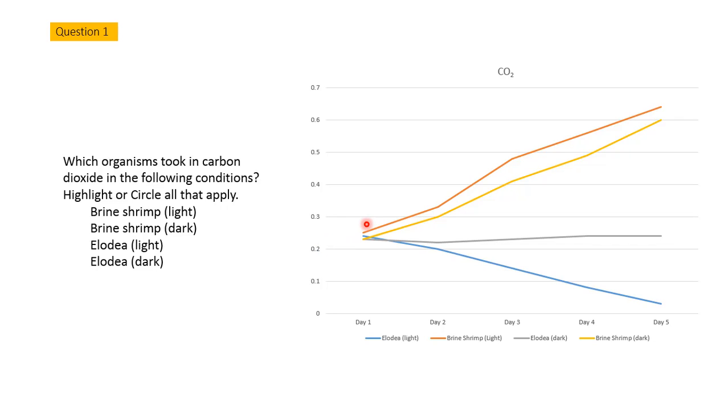Well, the only one where the levels are going down is this blue one, and that is the LED and the light. So the LED is a plant, and in the light it seems to be taking in carbon dioxide, which would make sense because plants take in carbon dioxide in the light and give off oxygen. These other two, the carbon dioxide levels are going up, and again that would be our brine shrimp, and it happens in the light and the dark, which makes sense because it doesn't matter if you're in the light or dark, an animal will give off carbon dioxide.